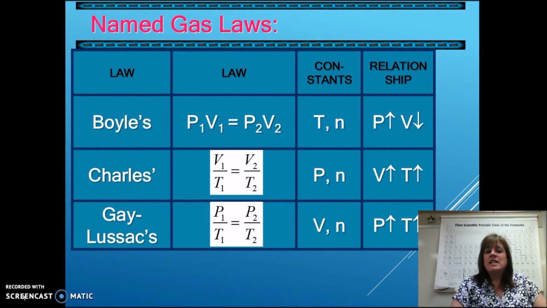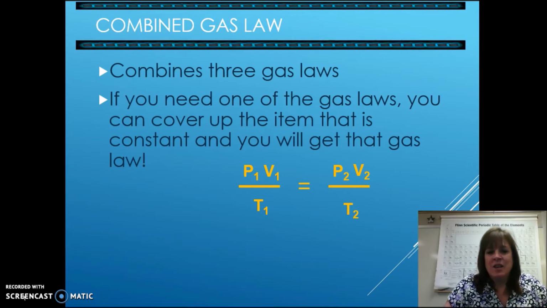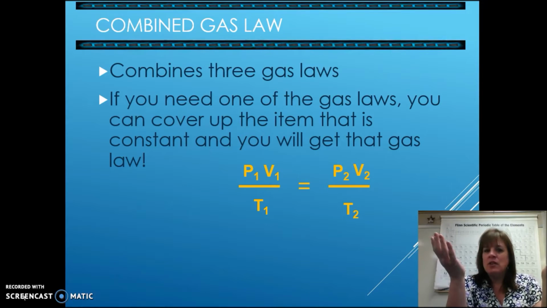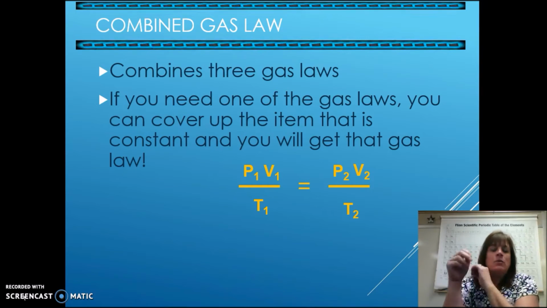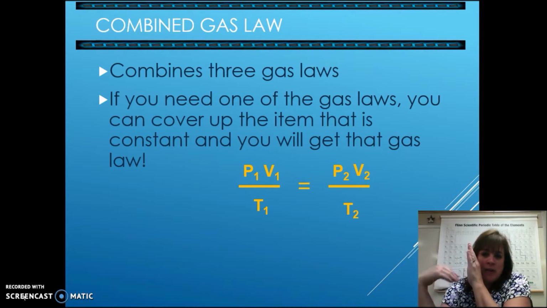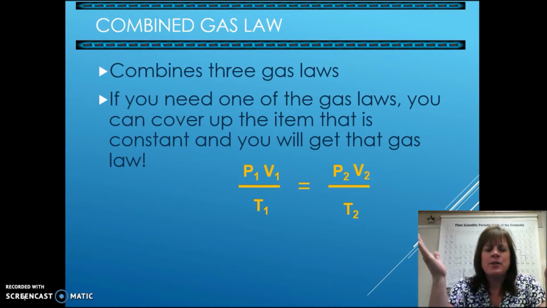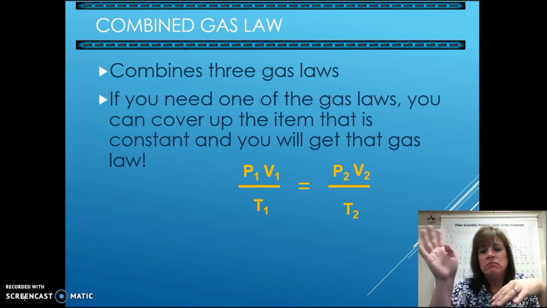Well, we can take all three of these laws and put them together into one law, and that's called the combined gas law. It combines all three of these laws into one equation. You'll notice that it's pressure times volume divided by temperature at one condition is equal to pressure times volume divided by temperature at another condition. Notice Avogadro is not a part of this. The amount is not a part of it. We're going to talk about his law in another video.